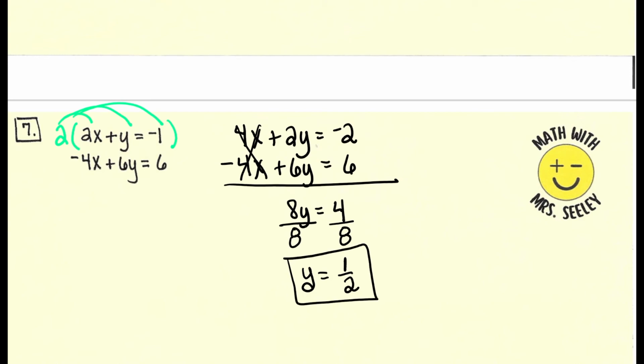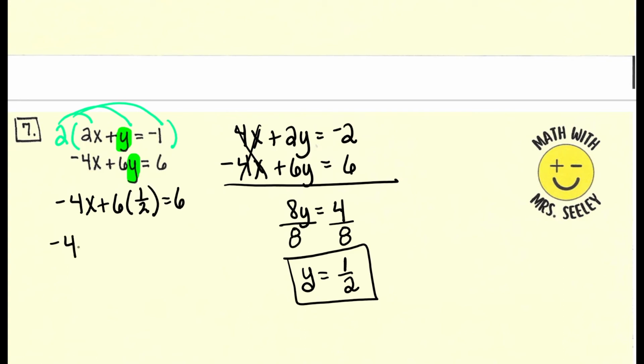Now, just like before, let's take that fraction and put that into one of the equations up here. I've got this one and I have this one. I'm going to be strategic about this and plug it into the bottom equation because I think it's going to be a little bit nicer there. So that will be negative 4x plus 6, but where that y is, I'm going to put that 1/2.